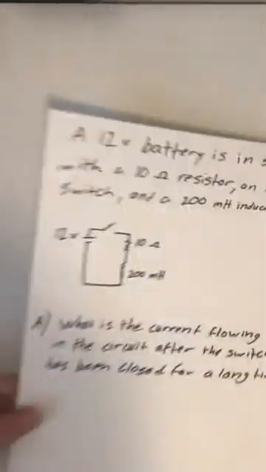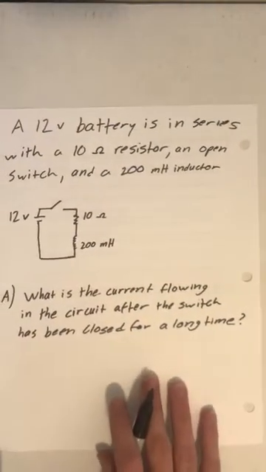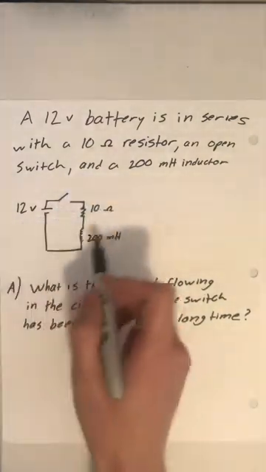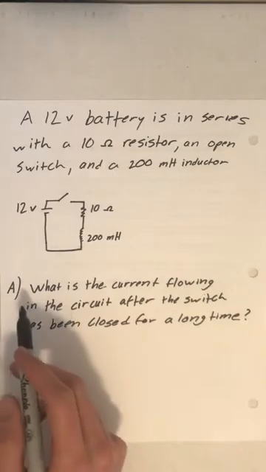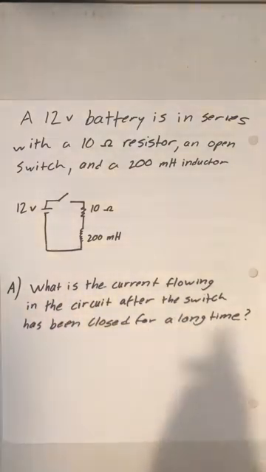So if we go to a problem here, we have a 12-volt battery that's in series with a 10 ohm resistor, an open switch, and a 200 millihenry inductor. Henry is the unit for inductors. So I've drawn that out here. And then we want to know, what is the current flowing in the circuit after the switch has been closed for a long time?